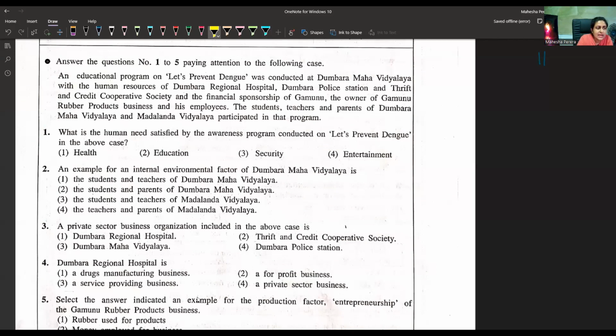Right, let's read. An educational program on 'Let's prevent dengue' was conducted at Dumbara Mahavidyalaya with the human resources of Dumbara Regional Hospital, Dumbara Police Station, Thrift and Credit Cooperative Society, and then the financial sponsorship of Gamunu, the owner of Gamunu Rubber Products Business, and his employees. Did you notice there are so many businesses here?